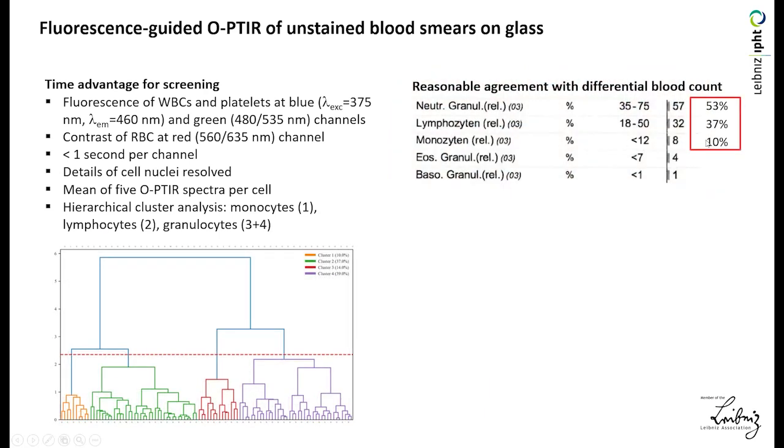And here the fractions of cells that we found, the 10% of the orange cluster, coincide well with the automated flow cytometry blood count. The 37% agreed with the lymphocyte fraction, and the 53% with the neutrophilic granulocytes.